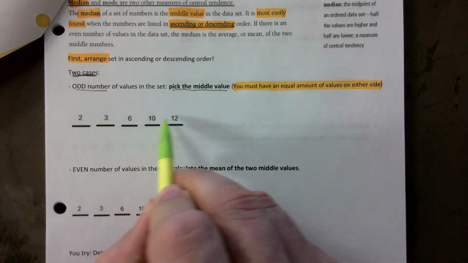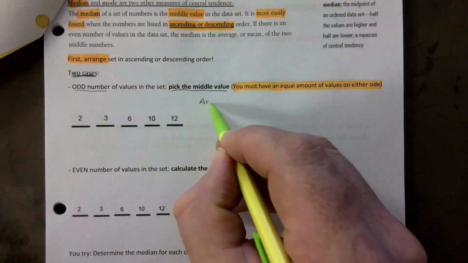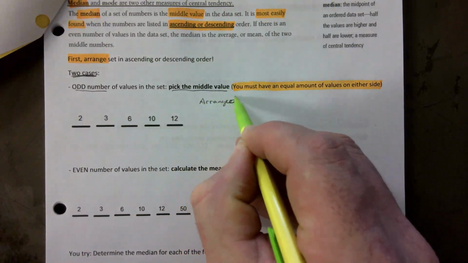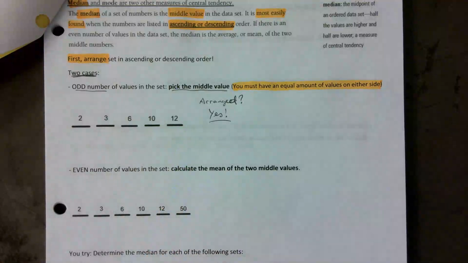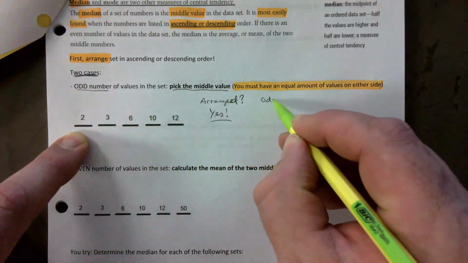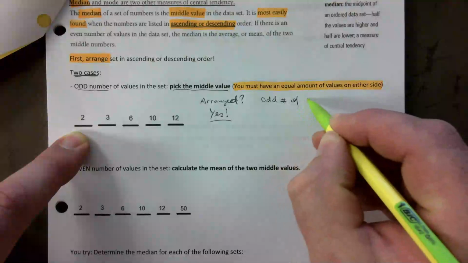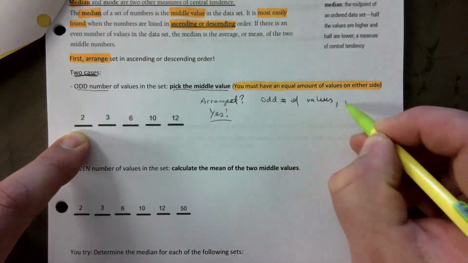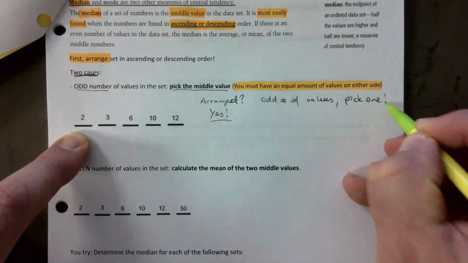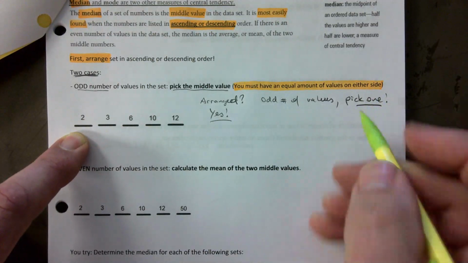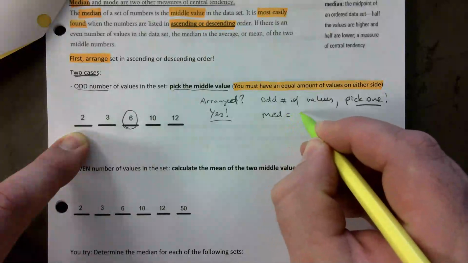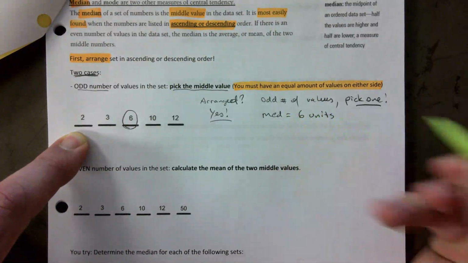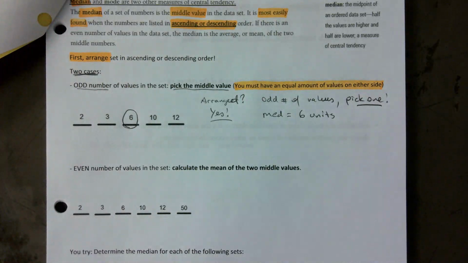Okay, so this is a data set. Is it arranged? Yes. Okay, it is arranged. I can tell. It's in ascending order. And in this case, it's an odd number of values. Pick one. Okay? That's all you need to do. If it's an odd, you just pick it. It's this one right here. So median is going to be 6 units. That's it. Whatever the units happen to be.